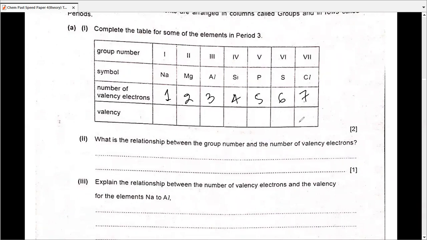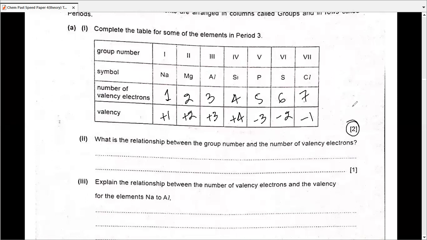Now the valency is something we wrote at the start of part 3.5, chemical formulae. It would be +1 for sodium, move on, and then +2, and then +3, +4, then -3, -2, -1. Perfect. And all of this just got you 2 marks.